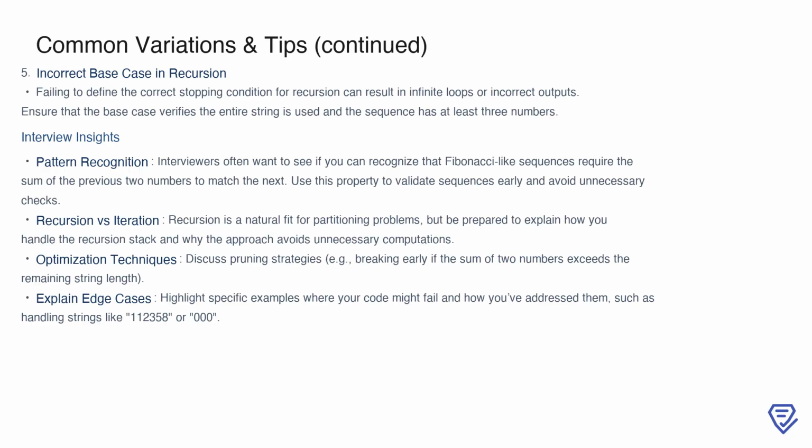Finally, it's always a good idea to highlight edge cases during your explanation. For instance, you could bring up specific examples like 112358, which is a valid Fibonacci sequence, or 000, which requires special handling due to leading zeros.